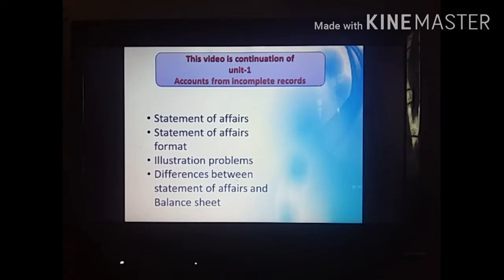In the last video we saw how to prepare the missing figures and how to prepare a profit or loss statement. In this video I am going to explain how to prepare the statement of affairs. I will explain the statement of affairs format, and then the illustration problem and exercise problem also.